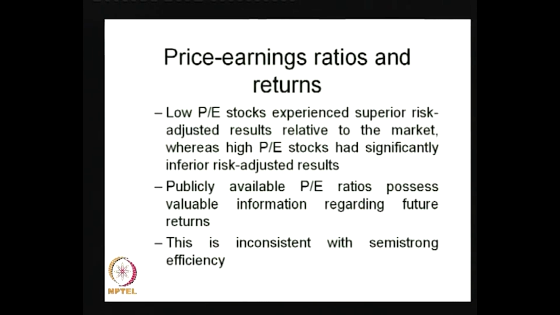So, what results did we generally find? In different cases, low price earning ratio stocks experience superior risk adjusted results relative to the market, whereas high price earning ratio stocks had significantly inferior risk adjusted results. That means in previous studies, the low price earning ratio stocks, which we call value stocks, experienced very superior risk adjusted return relative to the market, whereas the high price earning ratio stocks, which we generally call growth stocks, had significantly lower return than the market.